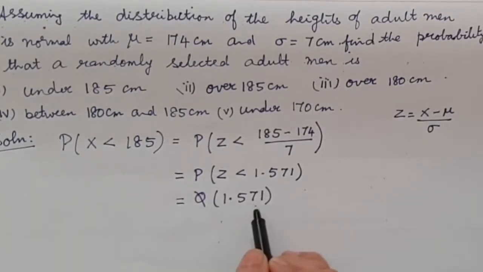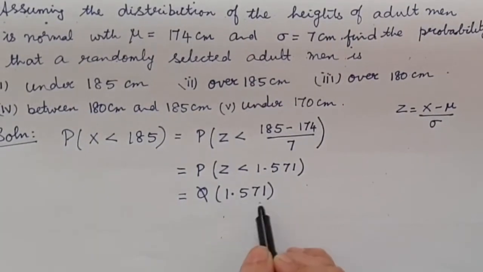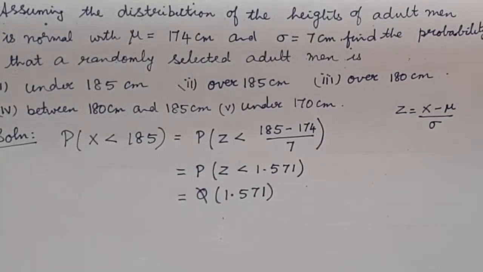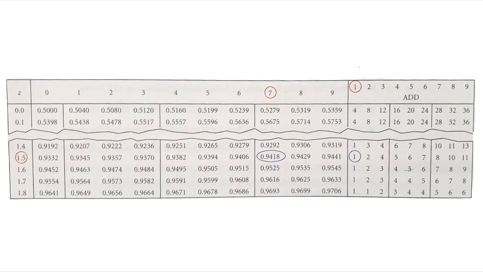This value is found from the normal distribution table, which will be given to you during the exam. Now let us see how to use the table. In this table, 1.5 is on the vertical side and 7 is on the horizontal side. Where 1.5 and 7 meet, it is circled as 0.9418. Then the next number is 1. Going straight to it, when you go for 1.5, then with that is 1. So we add these two numbers, 0.9418 and 1, and that will be the answer for this normal distribution value.